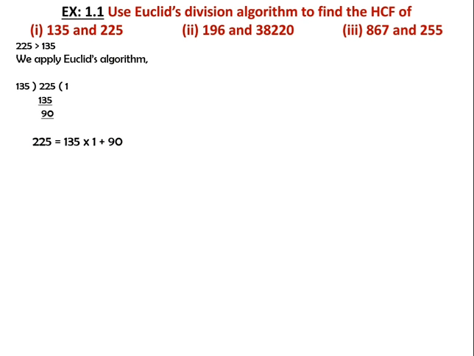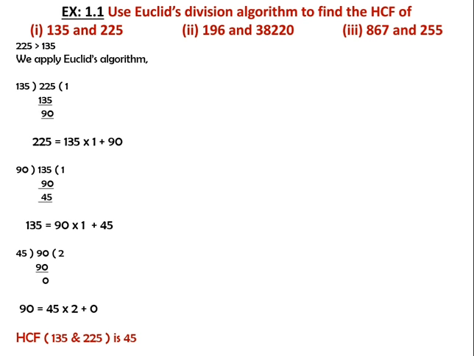So the procedure continues. In the second step, 135 is dividend, 90 changed into the divisor. 90 1 times are 90. Balance 45. Then 45 is divisor and 90 is dividend. 45 2 times are 90. Balance 0. So remainder becomes 0. The procedure stops. So the HCF of 135 and 225 is 45.